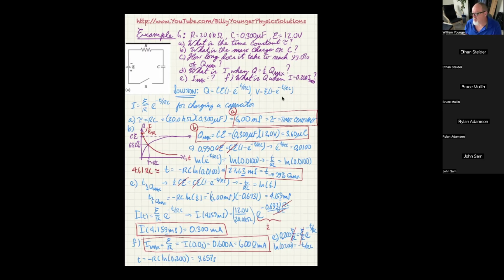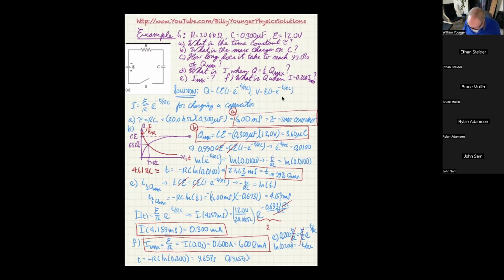So that's just something you want to think about physically. Does that make sense? Does that seem reasonable? And then let's check the answer and see what happens. Now I can say Q of 9.657 seconds is equal to, now I just plug in that whole formula again.